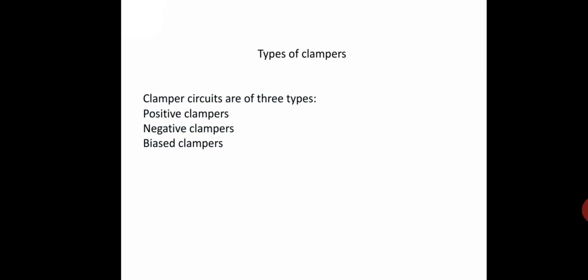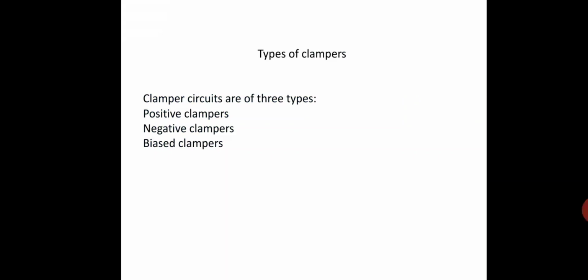A clamper circuit is an electronic circuit that changes the DC level of a signal to the desired level without changing the shape of the applied signal. In other words, the clamper circuit moves the whole signal up or down to set either the positive peak or negative peak of the signal at the desired level.